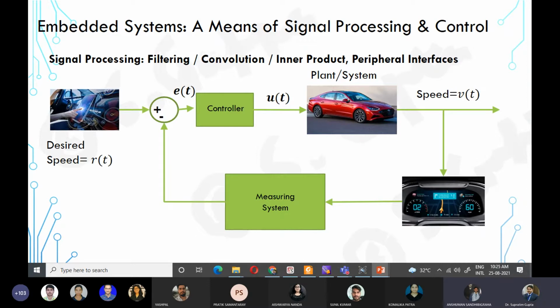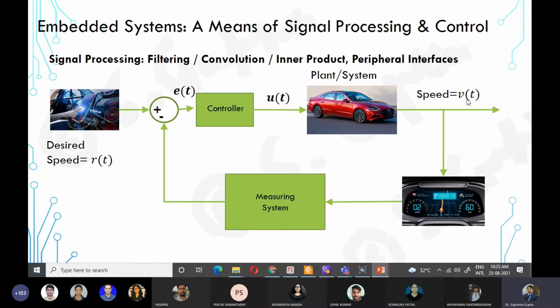Okay, so you will see this type of figure very often there, where I have taken one such system, the driving. So this car is our plant or system, and we need a signal which will drive this car. And what is that? The accelerator, right? So this u(t) can be thought of as the accelerator signal. And then once this accelerator signal is given, what effect can we observe? We can observe the increase or decrease in the speed.